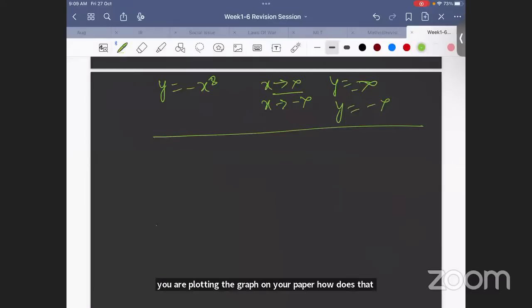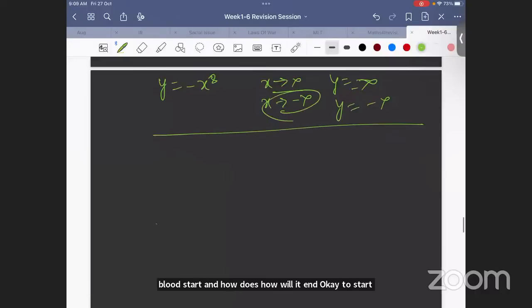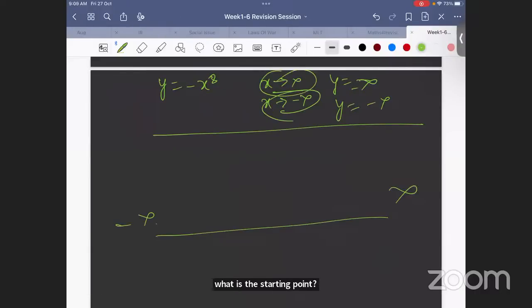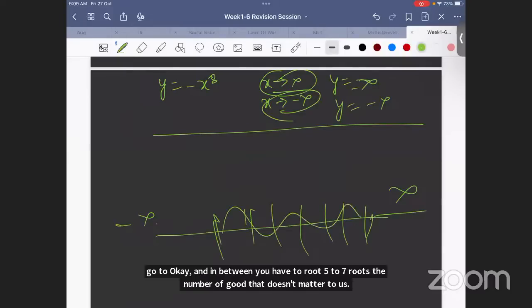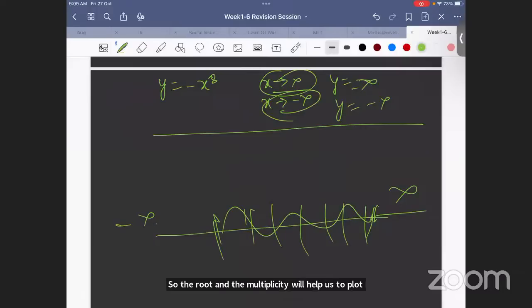Okay, to start, what is the starting point? Minus infinity. What is the ending point? Infinity. Because it will start from minus infinity, it will go till infinity. In between you have root, 5 roots, 7 roots, the number of roots, that doesn't matter to us. So the root and the multiplicity will help us to plot the graph in between. But the most important part is how will the plot behave at minus infinity and plus infinity.